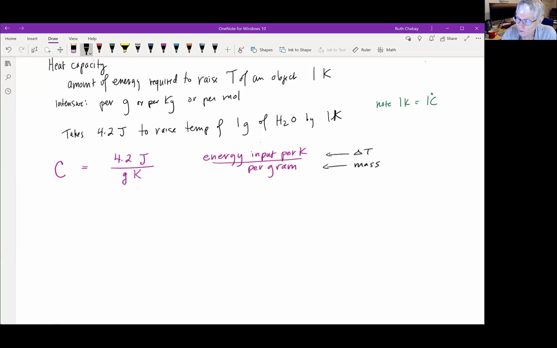And so we can actually calculate the increase in thermal energy of an object by using the heat capacity, but we're going to need some other information. We're going to need the mass, and we're going to need how many degrees Kelvin we change the temperature. So the change in thermal energy is going to be the mass times the heat capacity times the temperature change.